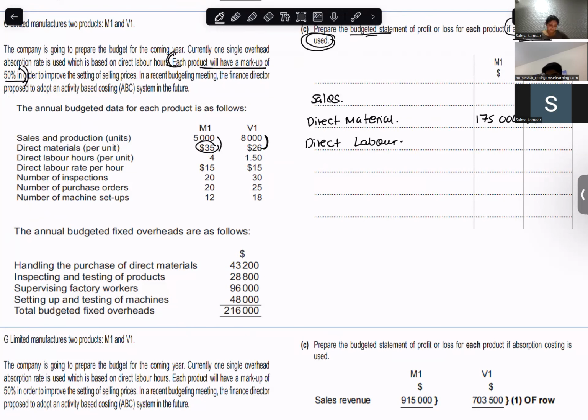Direct labor would be the direct labor rate per unit into 4 into the number of units, so 5,000 into 4 into 15. That is 300,000. And your 180,000 is 8,000 into 1.5 into 15. Now about fixed overheads.